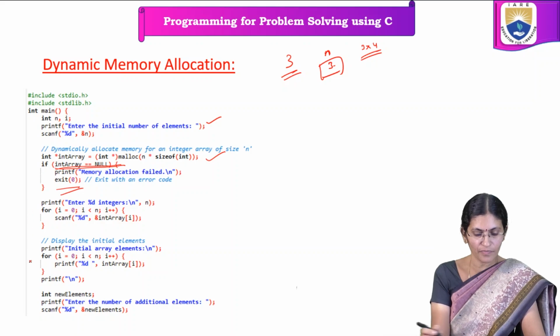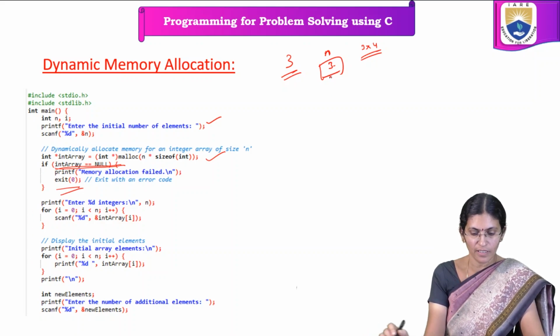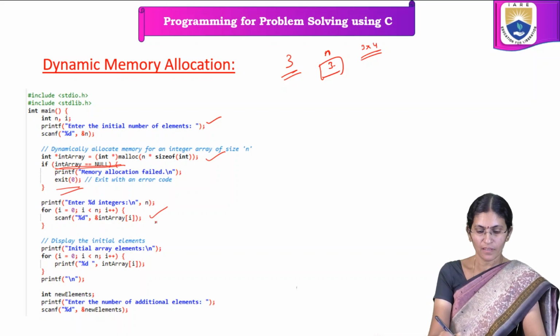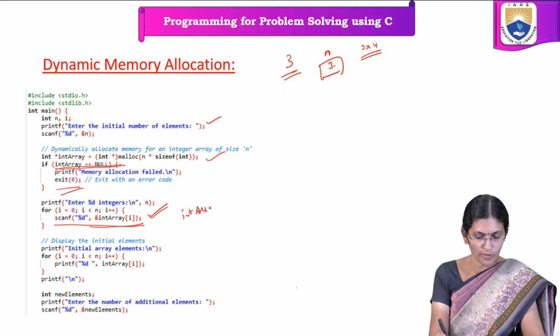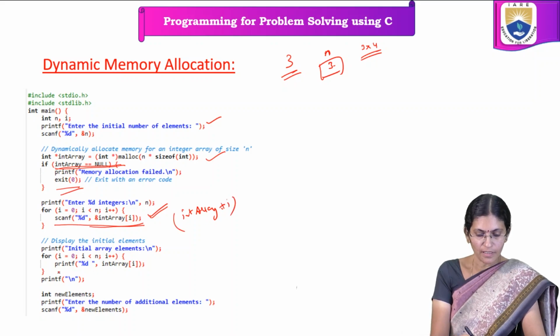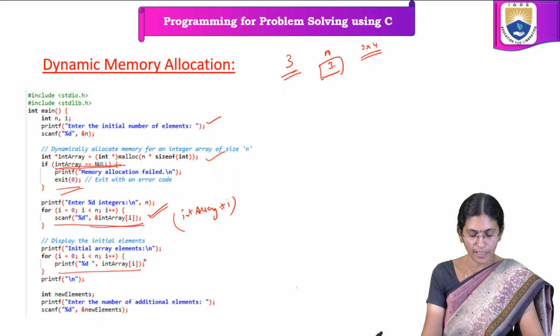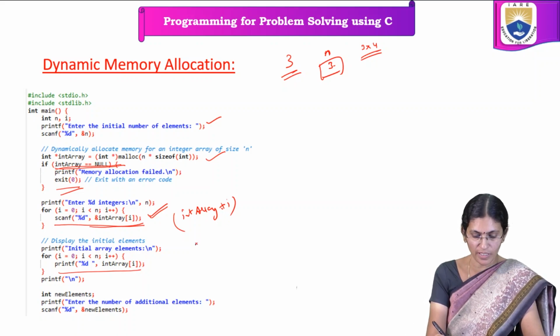Otherwise, the memory is allocated for these 3 integers, and the user will give the values with the scanf function. This is used to read the integer values from the user at this particular address. The other way you can write it is with the help of the pointer, int arr plus i. Then this is used to print the array elements, or to print all the elements which the user has given. The other way, in the printf statement, you can also write with the help of the pointer, star of arr plus i.